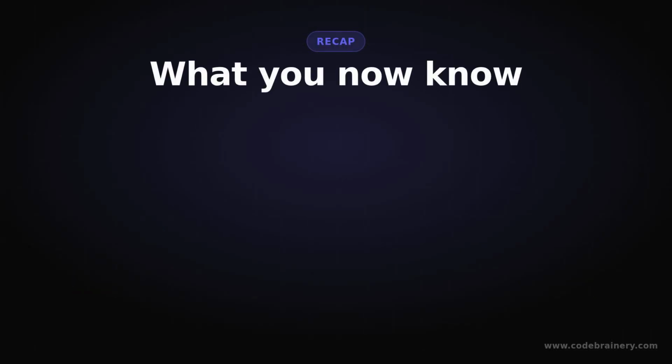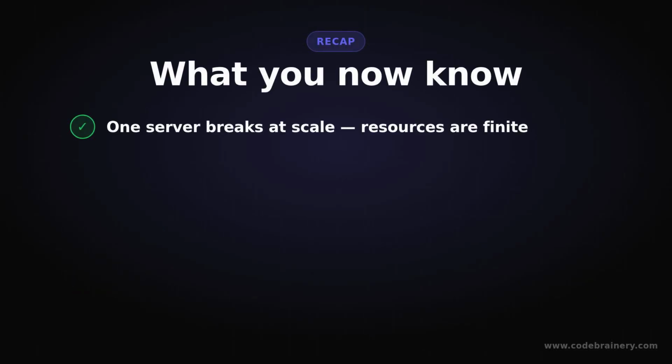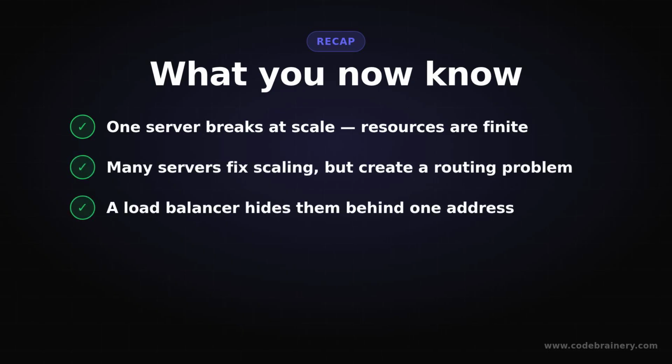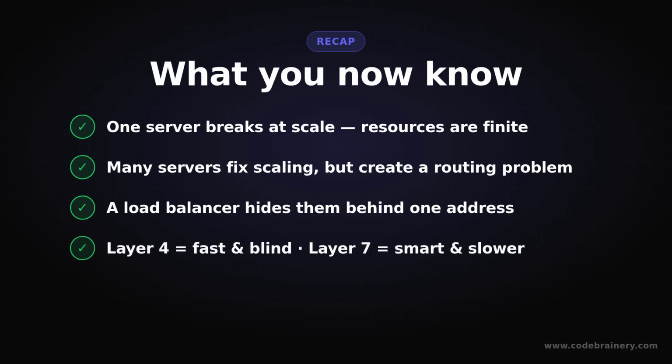Quick recap. One server breaks at scale because its resources are finite. Running many servers fixes the scaling problem, but creates a new problem: how do users find them? A load balancer solves that. It hides all your servers behind one address. And there are 2 flavors. Layer 4 is fast and blind. Layer 7 is smart and slower. That's the foundation. You now understand what a load balancer is, and why it exists.